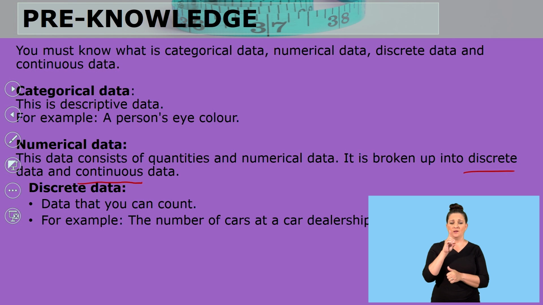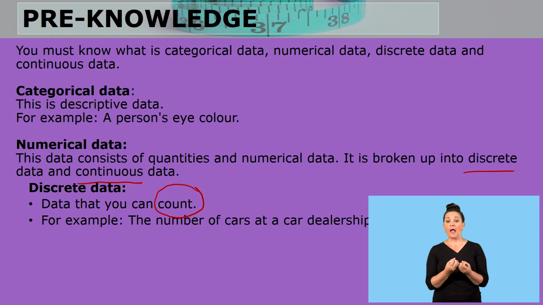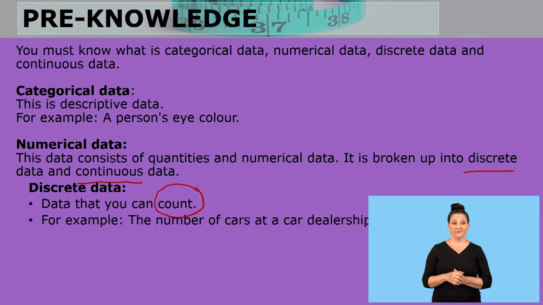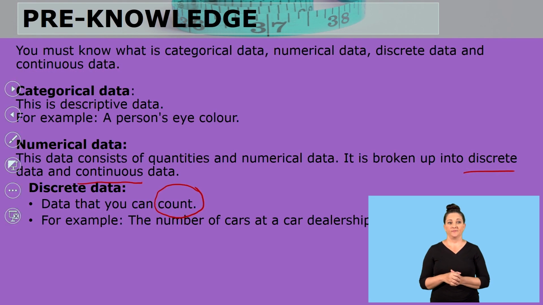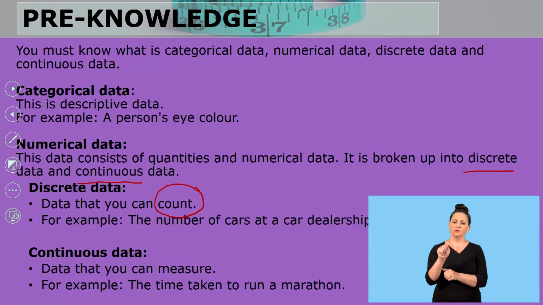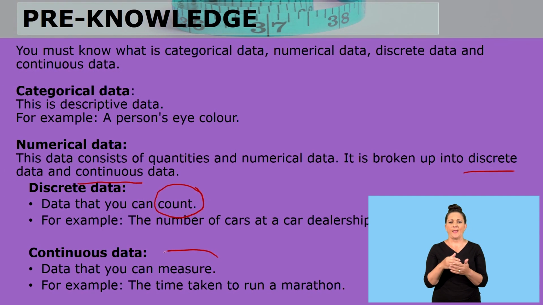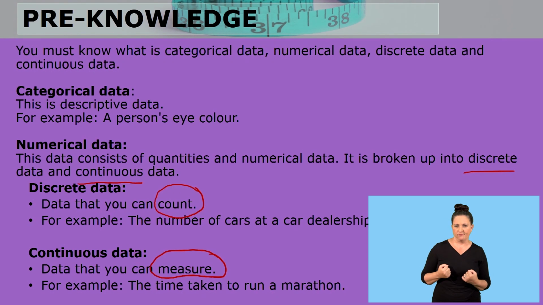Discrete data is data that you can count, for example, the number of cars at a car dealership. You're not going to find half a car, only full cars, and that's why we call it discrete data. The next one is continuous data, and that's data that you can measure. For example, the time taken to run a marathon, let's say an hour and 10 minutes, something like that. That's why we look at it as something we can measure. Let's go to an example.